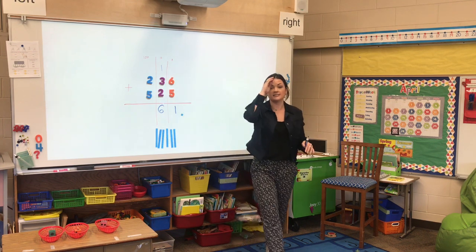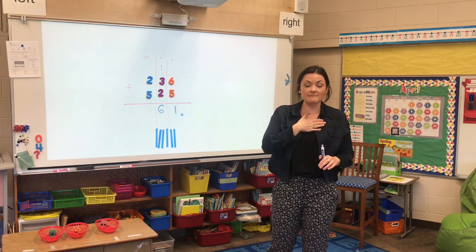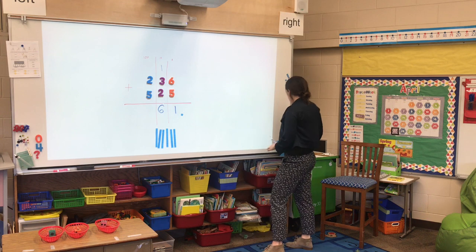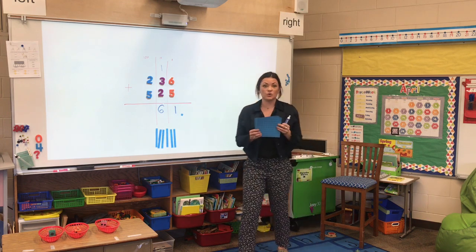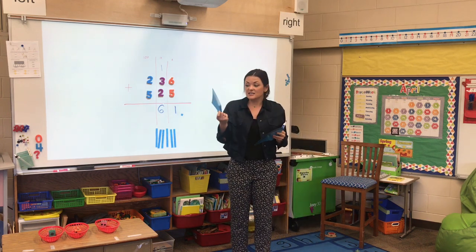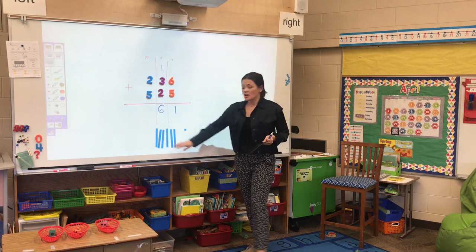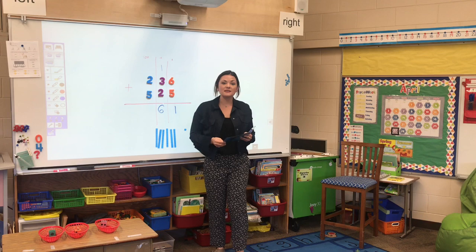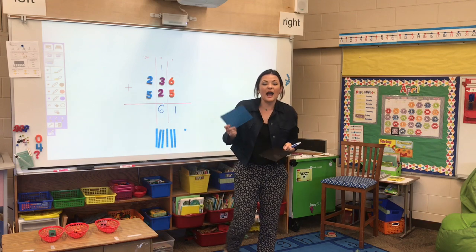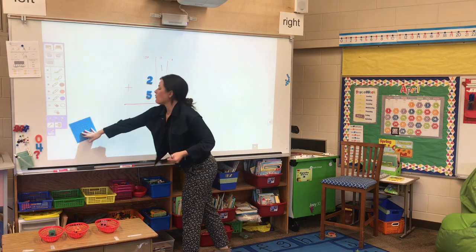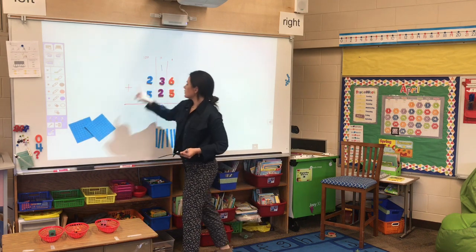The last place that we need to add together in our problem is our hundreds place. Now, I have some 100 squares. Each one of these has 100 squares in it. Only 1 in the ones place, groups of 10 in the tens place, but now we're adding the hundreds place. So we're adding groups of 100. So I have 2 groups of 100.